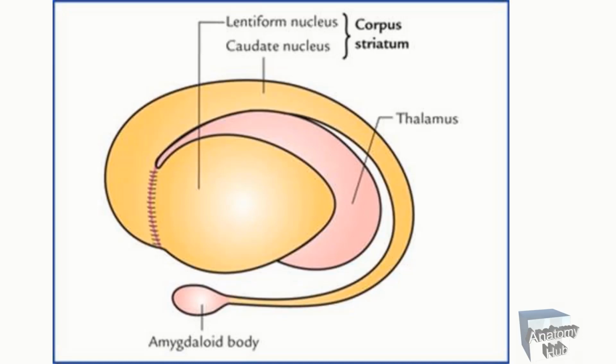Amygdaloid body. Amygdaloid body is an almond-shaped mass of gray matter in the temporal lobe, lying anterosuperior to the tip of inferior horn of lateral ventricle. It is situated deep to uncus, which serves as a surface landmark for its location. Developmentally it is related to basal nuclei, but functionally it is included in the limbic system and therefore shares its functions. For details see limbic system.